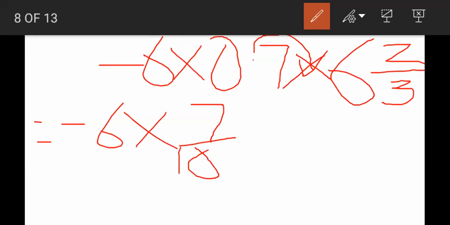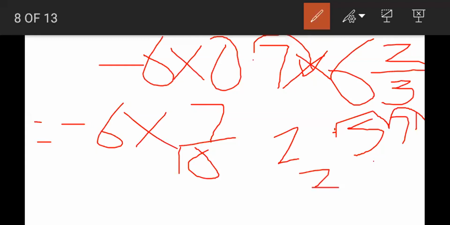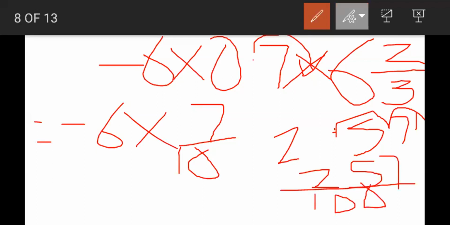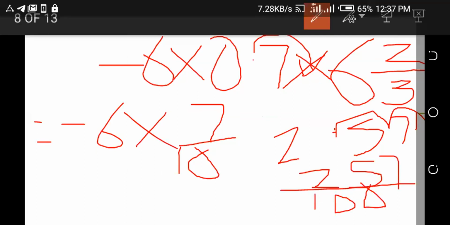Hope you get it. If you have 2.57 and you want to change it to a fraction, just move the decimal to the last digit. You move it how many times? 2 times. So 257 over 100, moving it two times, adding two zeros. And this is our final answer. These are from decimal to fraction.